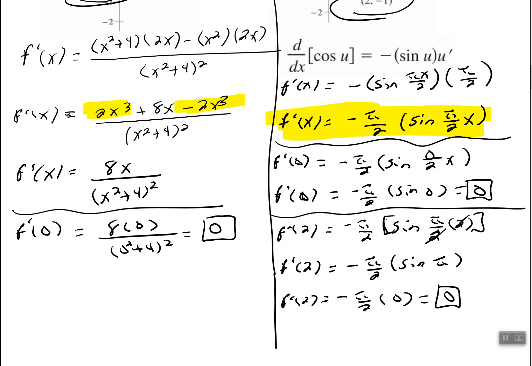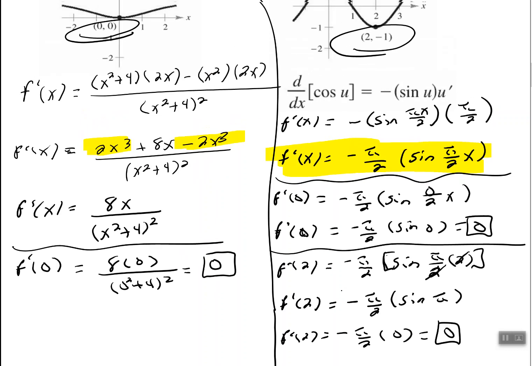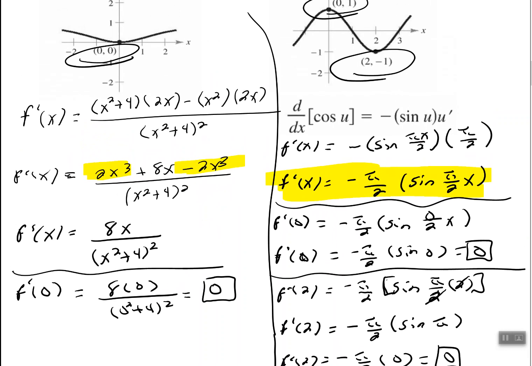So again, it proves our point that the derivative at those interior maximums and minimums, we call them max and mins, those interior max and mins, the derivative will be 0. Or it possibly could not exist.